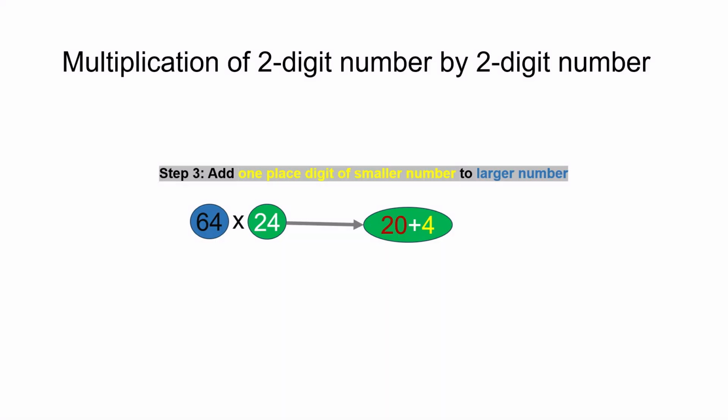Now, after expansion, we get the first number. To get the first number, we add the one's place digit of the smaller number, here it is 4, to the larger number. Here the larger number is 64. So we add 4 to 64 and get 68.